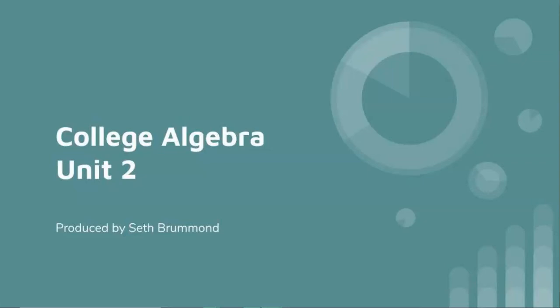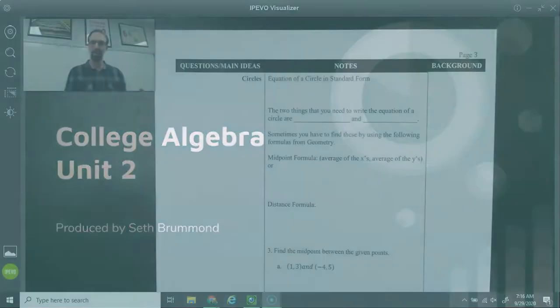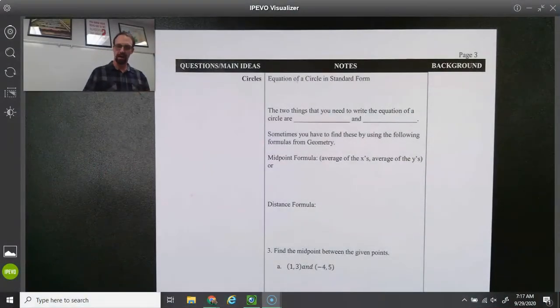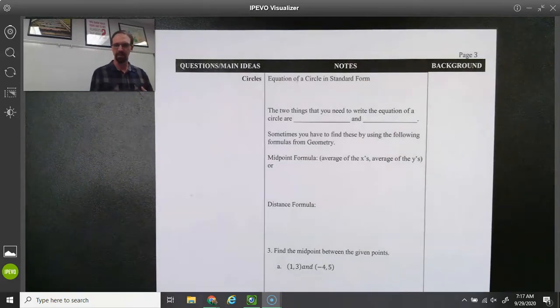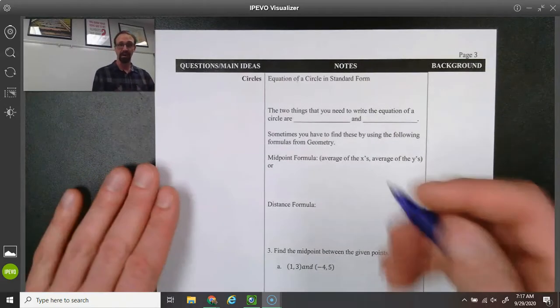Hi friends, we are in the Unit 2 Day 1 notes. We're going to focus now on circles. Circles are an important topic in relations with graphs because they allow us to identify a lot of different things. We're going to bridge the gap between circles geometrically and algebraically. First, let's talk about the equation of a circle in standard form. This is the easiest way that we use to talk about it in an algebraic context.